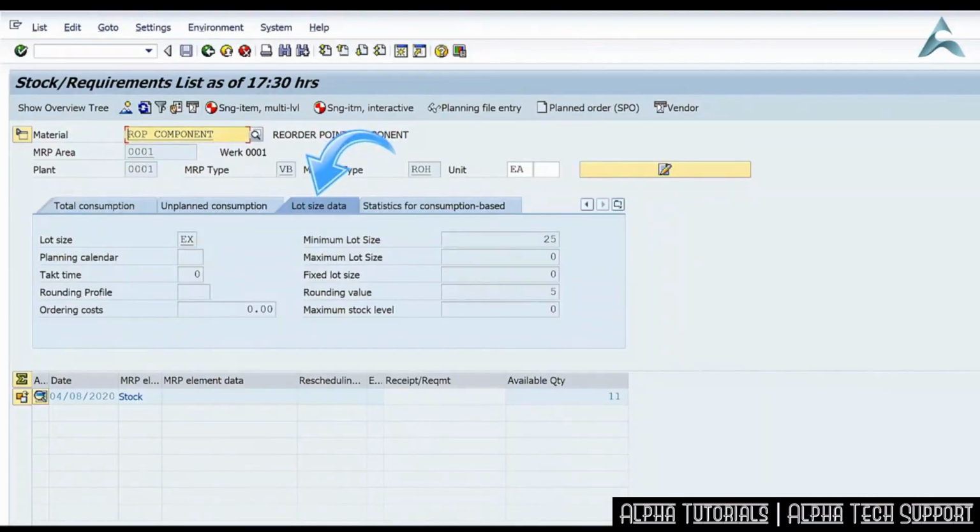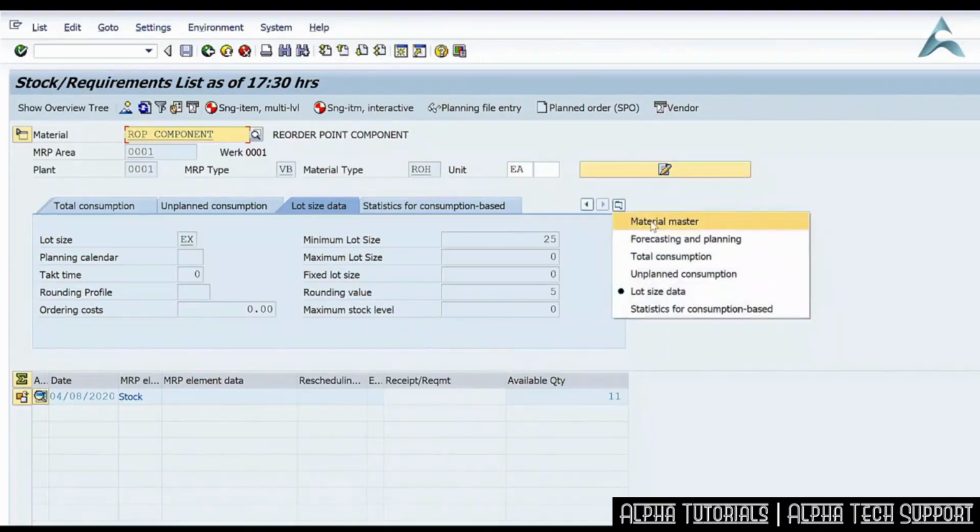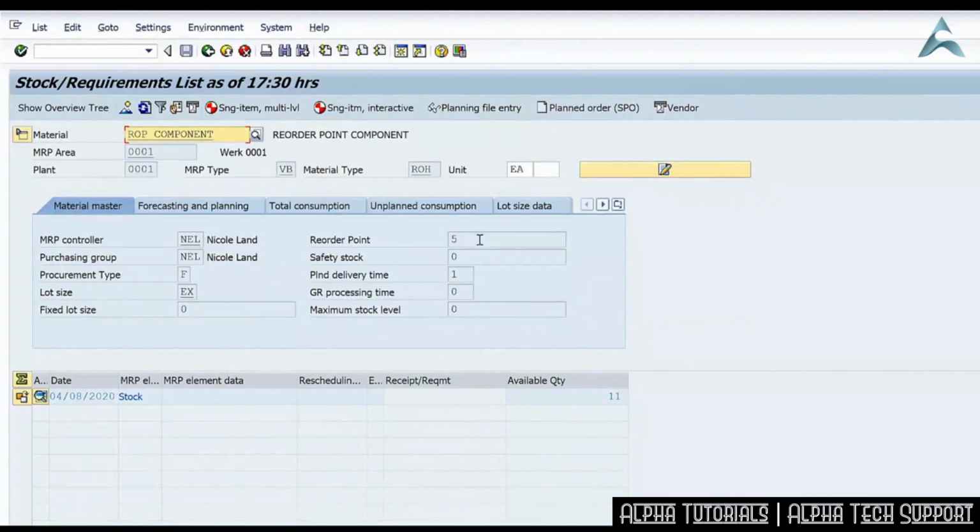By navigating to the Lot Size Data tab of your material overview data, you can quickly see you're using the EX lot size procedure, along with the minimum lot size, maximum lot size, and any rounding values that you may have. You do not need to navigate into the material master to see this information. So as soon as my available inventory drops below the reorder point quantity of 5, which is displayed on the Material Master tab, we should see a replenishment. So let's go ahead and do that.